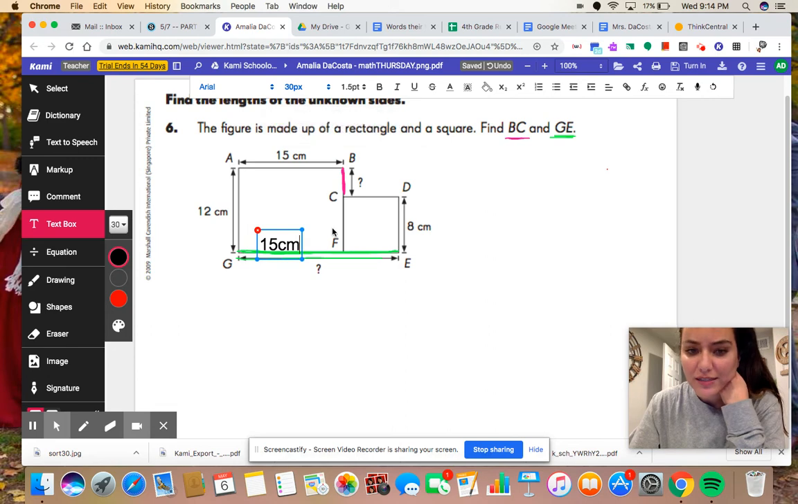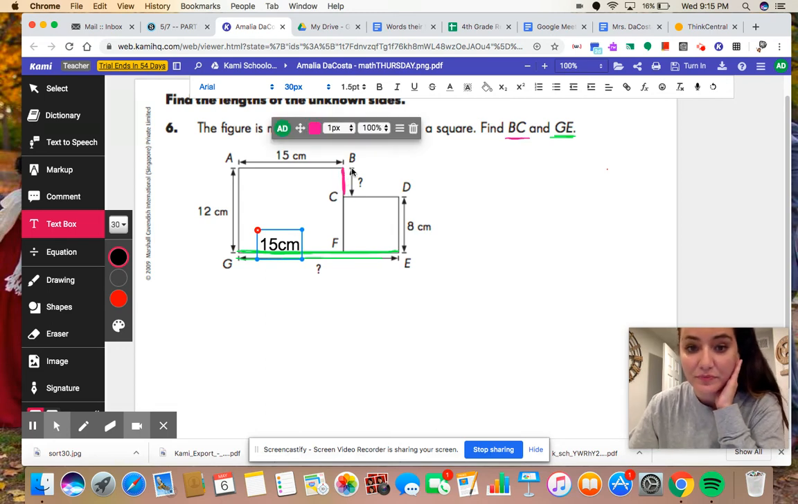So hold on a second though. This whole side has to be 12, the whole thing from the top to the bottom has to be 12. But it wants us to find this little piece right here. So what do I already have? I can look over here and see that I have 8 centimeters from here to here. So what can I do to figure out this piece right here?